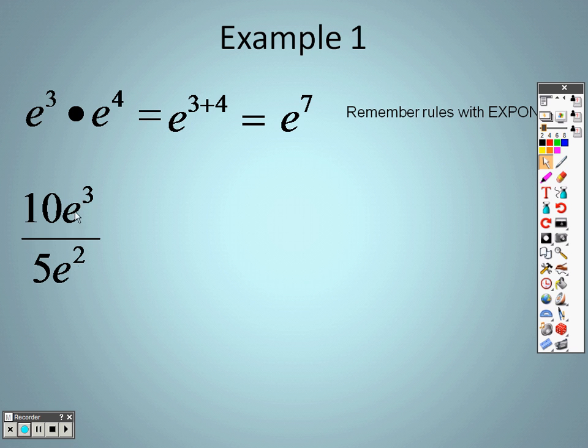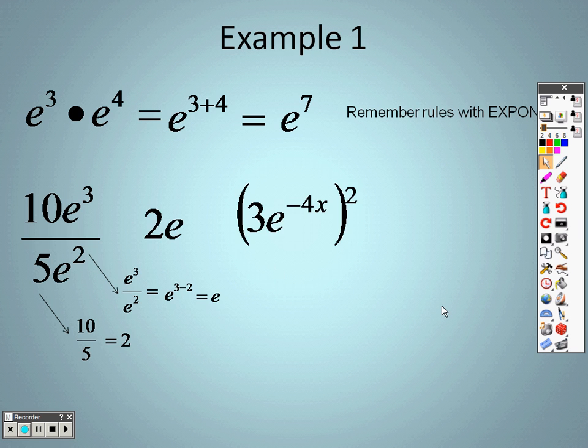But then, just like with the exponent rules we talked about in Chapter 6 and in Chapter 7, all I need to do is subtract those. So 3 minus 2 is 1. So we end up with 10 divided by 5, which is 2. And 3 minus 2 is 1, so it's just e to the first power. So combining those together, we end up with 2e as your answer.